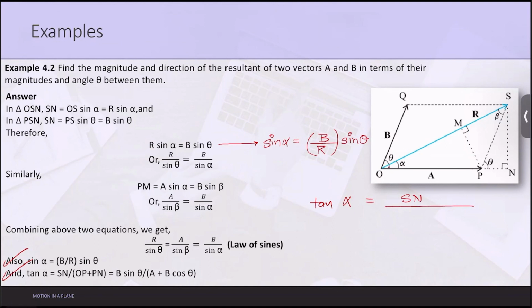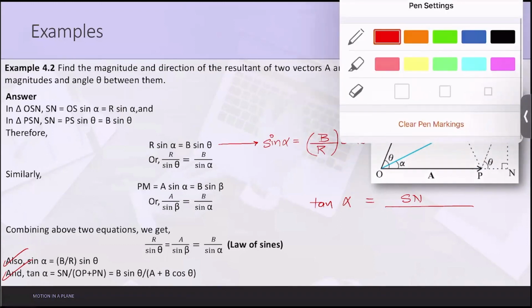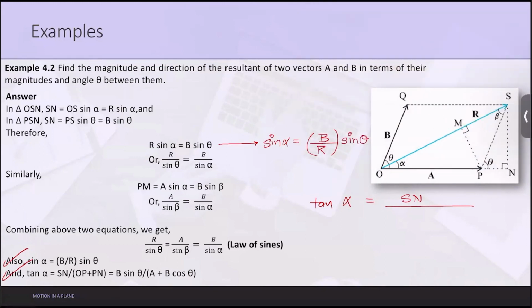So just look at this triangle here. If you look at this triangle clearly, the value of tan alpha can be obtained as SN upon OP plus PN. Correct? So this is your alpha, this is your S, this is your N, and this is your O. There is somewhere P here, right? So then what will be tan alpha? Tan alpha will be equal to SN upon OP plus PN.